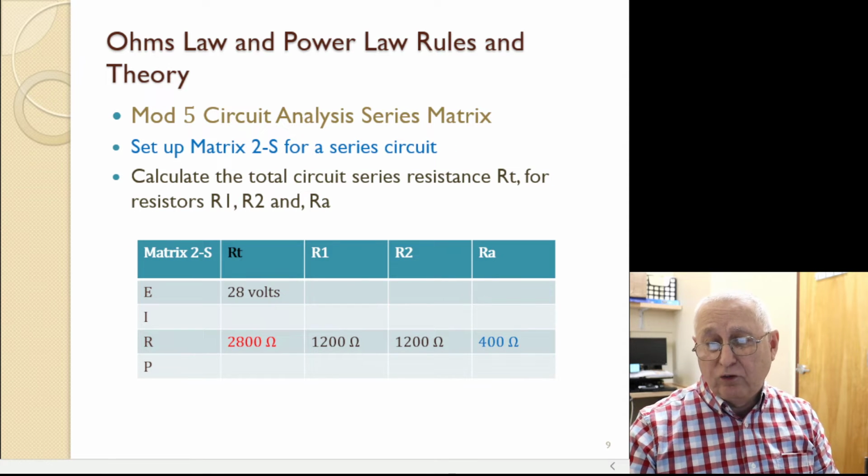Here's our 28 volts. Now we have a new matrix, and we're going to call this matrix 2-S. It's a series circuit, and what it is is R1 plus R2 plus RA. All we know in RA right now is this 400 ohms. So we have 400 ohms, 1200 ohms, and 1200 ohms. This being a series circuit, we just add them up to get 2800 ohms.